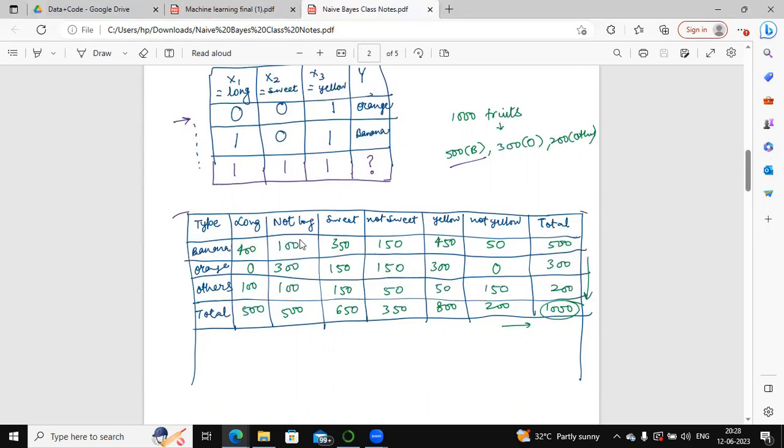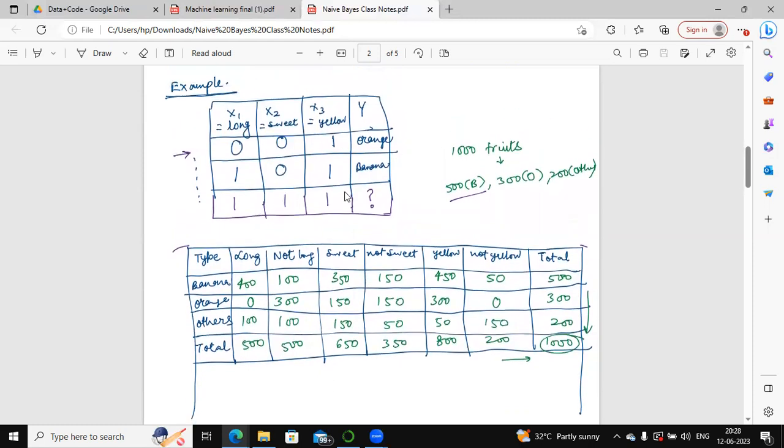Now we'll see oranges. We have 500 bananas in total, so we write 500 over here. Now the oranges. Let's say we have zero oranges that are long, so zero oranges are long. Total oranges is 300, so 300 will be not long.